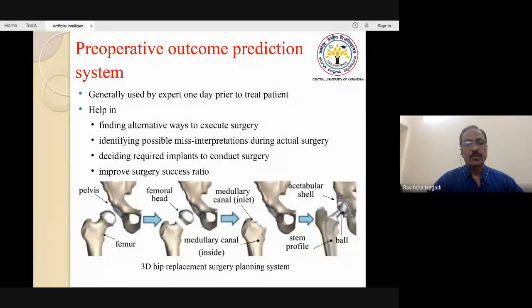So what I was telling is identifying possible misinterpretations during actual surgery. You have assumed something, that the bone structure is something like this after the accident. But actually, when a doctor opens up, it may be something else. You may have wrongly interpreted, and that also sometimes happens.